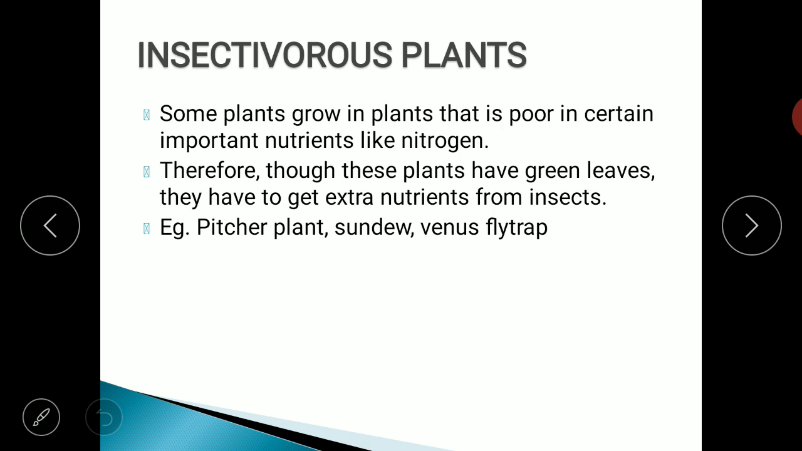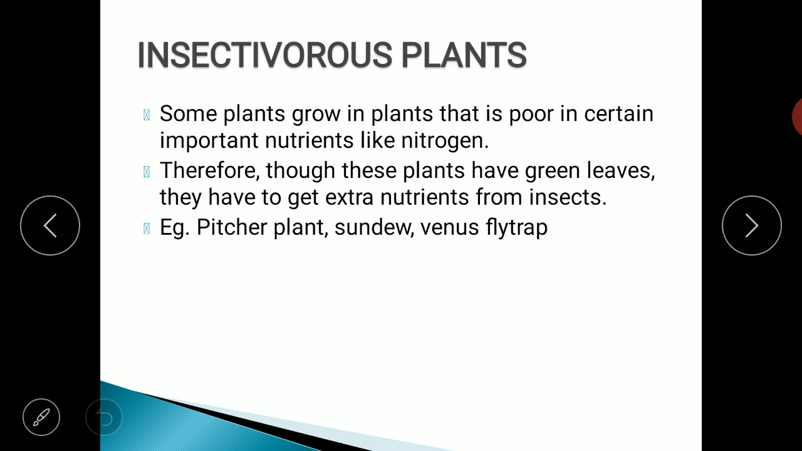The next heterotrophic plants are the insectivorous plants. Animals like frogs and lizards stick out their tongue to catch insects. You might be knowing that. But there are some plants that eat insects too. Do you know that? Why do they eat insects then?